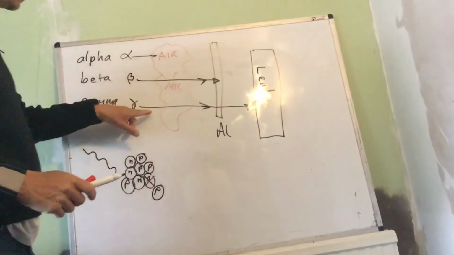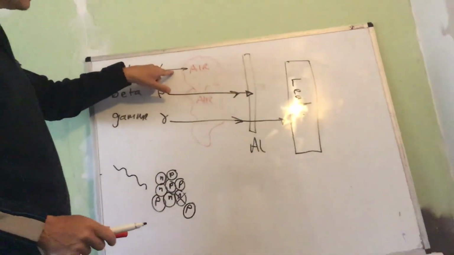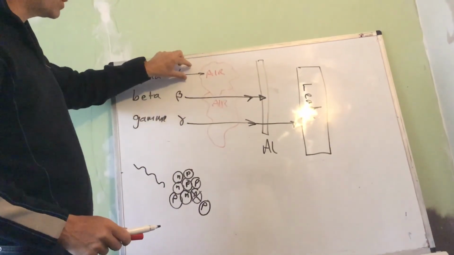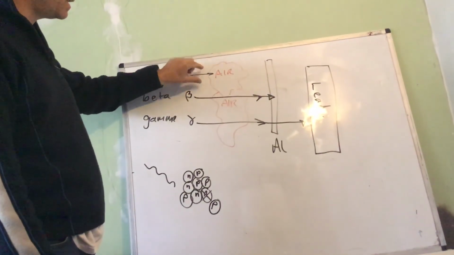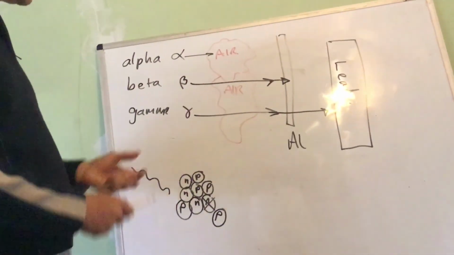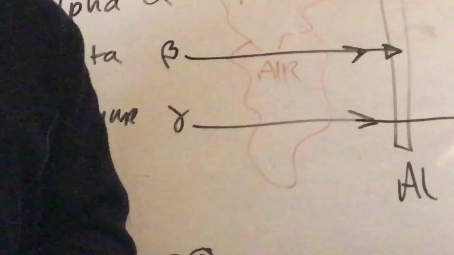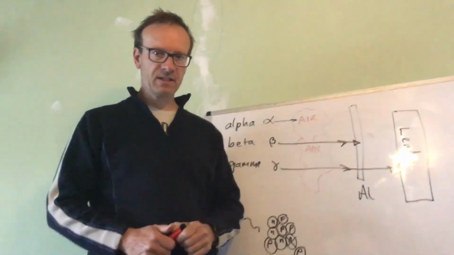Okay, so this is the most penetrating, this is the least penetrating. This has the strongest charge, so it's most damaging if it hits you, most ionising, and this is the least ionising. Okay, those are the main properties of the 3 types of radioactivity.